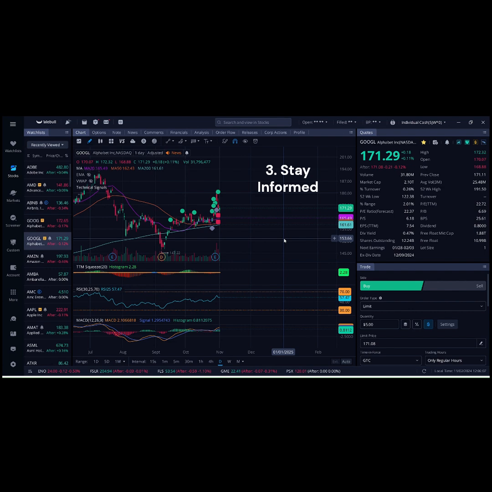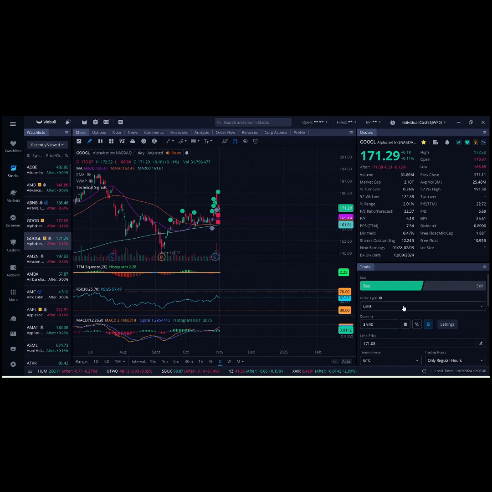And third, you need to stay informed. You need to keep up with market trends and economic news to help you better understand what's going on in the stock, and this will help you to make better investment decisions and adjust your strategy as needed. And fourth, you need to have an exit strategy. You need to know when to sell a stock to avoid losses or take profits.